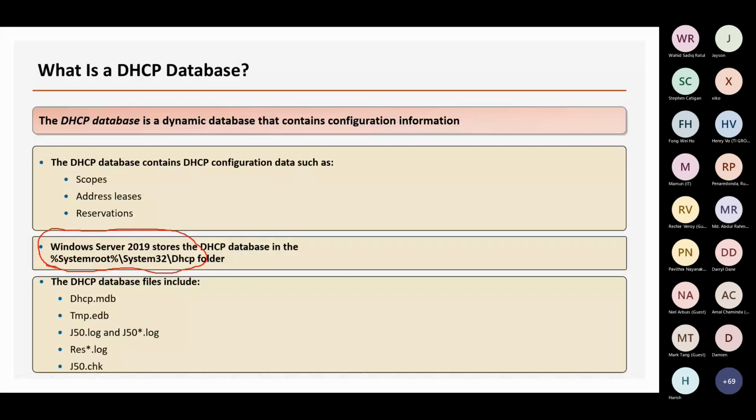That's the reason I mentioned it as percentage system root percentage, System32 folder. Inside this folder, a subfolder called DHCP has been created. Inside that you will be able to see multiple database files. If you open this DHCP folder, you can go to the Windows servers right now. Yesterday we created a server, right? Let's go and see inside that.